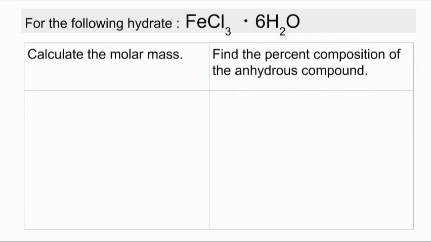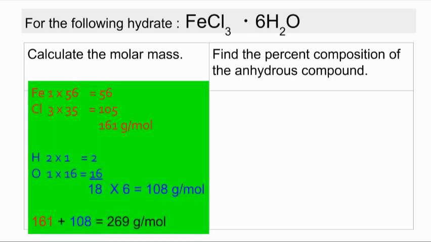Your turn. Can you calculate the molar mass of iron 3 chloride hexahydrate with 6 water molecules attached? You should have gotten a molar mass of 269 grams per mole because we have 1 iron atom and 3 chlorine atoms, making the molar mass of the iron chloride part 161 grams per mole. Water has a molar mass of 18, but there's 6 of them, so the water portion is 108 grams per mole. Altogether, it would be 269 grams per mole.